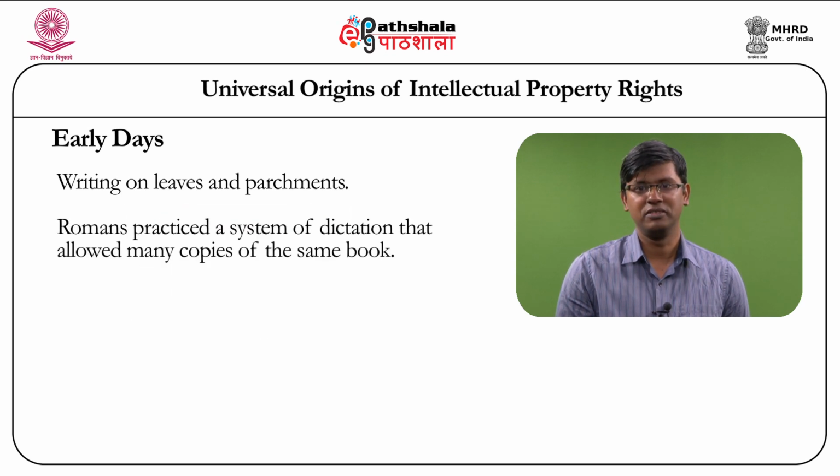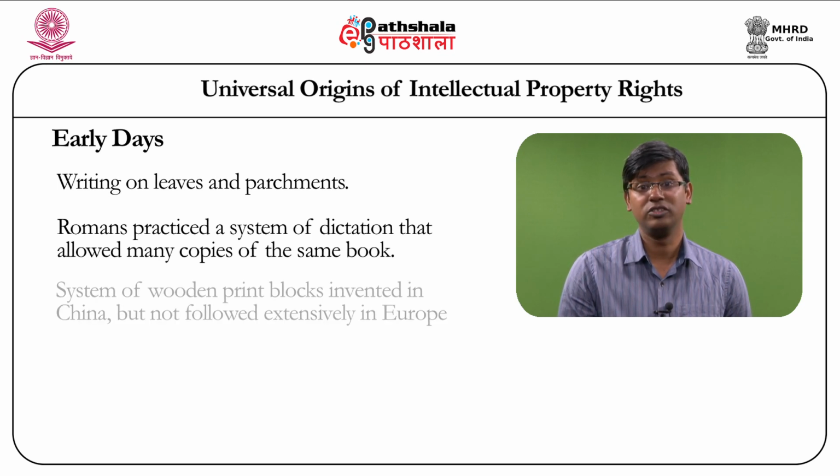Romans actually practiced a system of dictation that allowed many copies of the same book. In this way, they could replicate many books simultaneously by using scribes. But even with this kind of a system, you had a very slow way of replicating books, which basically meant the flow of information was pretty much restricted.